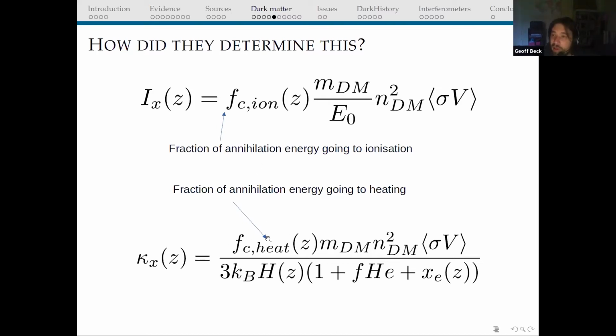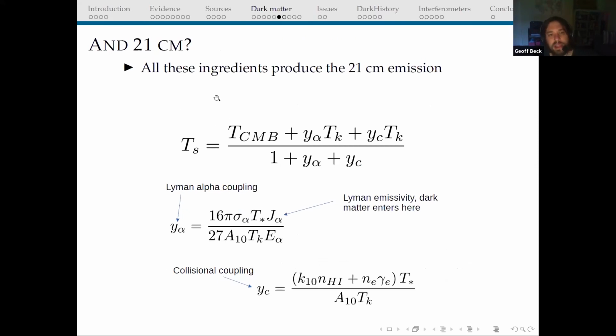But these are the important part. This is what I want to illustrate. All of the physics that I'm discussing here comes down to these efficiency functions. How well does dark matter dump energy into the neutral gas? And you can see that this is essentially the mechanism we're going to be using to follow the spin temperature of the neutral hydrogen. This will gravitate to the CMB temperature if left to its own devices. Otherwise, we have a Lyman alpha coupling, the Wouthuysen-Field effect, and a collisional coupling.